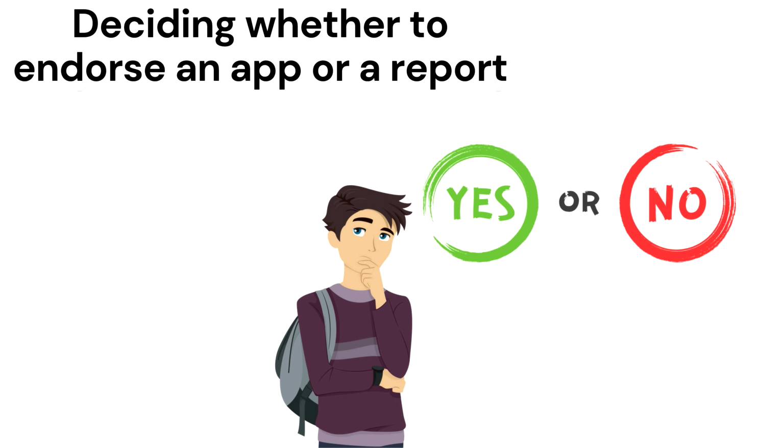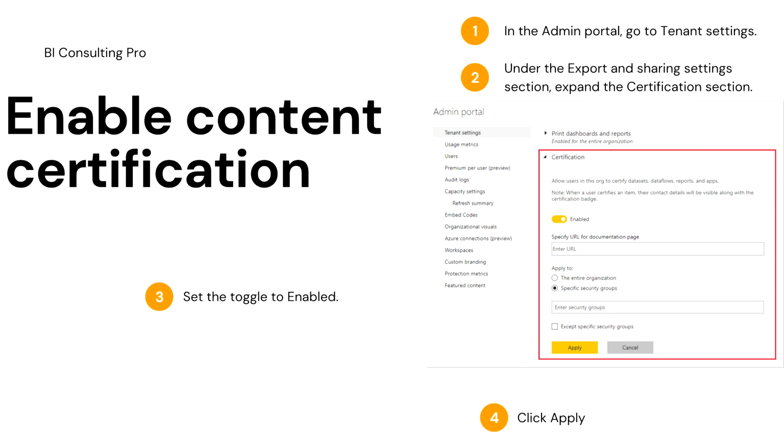However, whether you are sharing a report or an app, if the underlying datasets are clean and ready to be reshared, it is a good idea to endorse the dataset as well. And the same applies for data flows. Now the question comes: how to enable content certification?